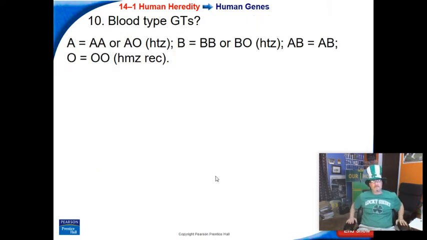Okay, blood type genotypes. So A is going to be homozygous dominant or heterozygous. B, the same. It's going to be homozygous dominant or heterozygous. AB, okay, is the codominant form. And O obviously has to be homozygous recessive. And I happen to be O negative.